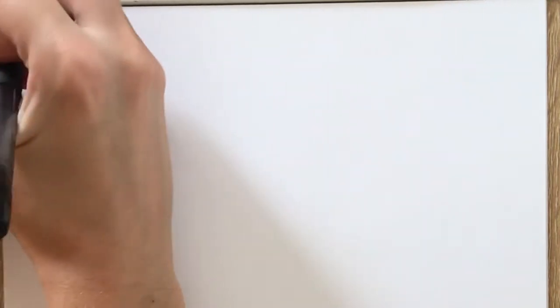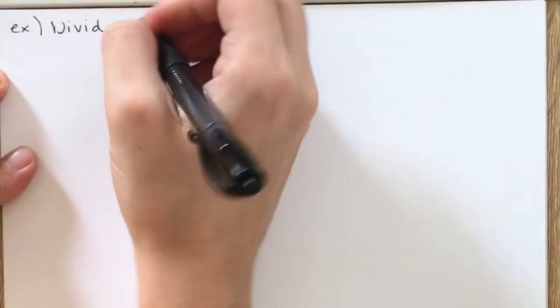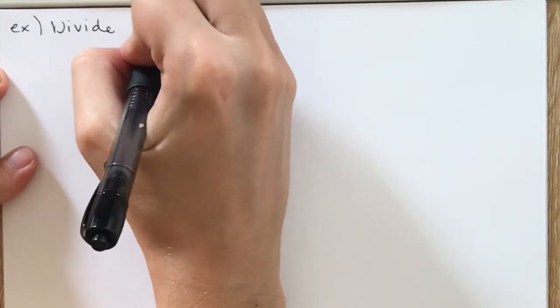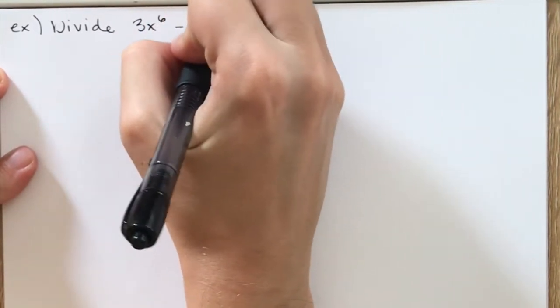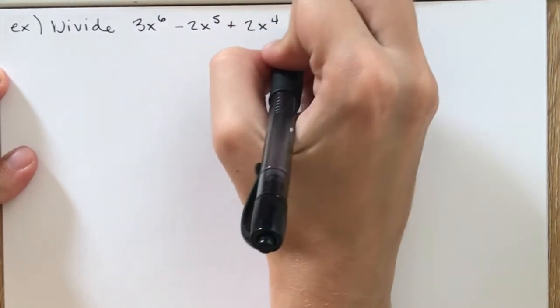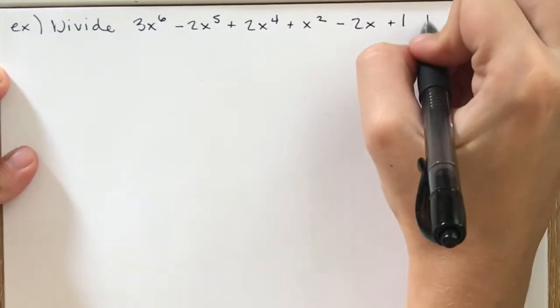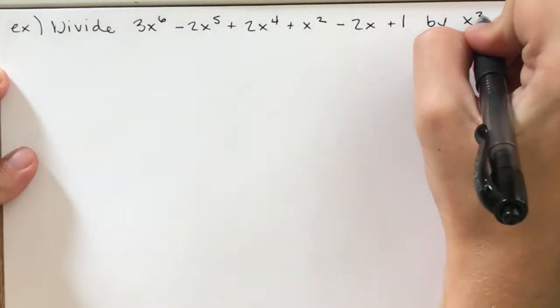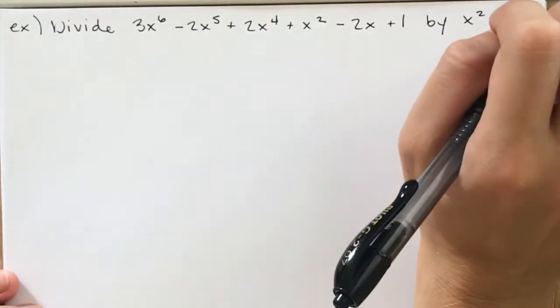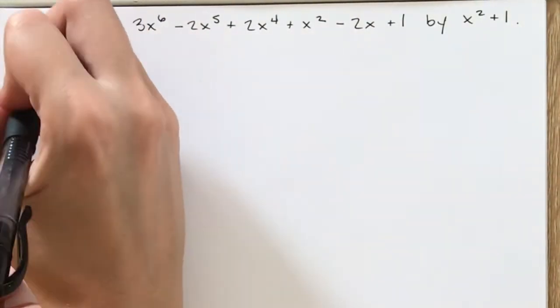This one is going to be a long one, but we're going to do it and get through it together. Let's say you were asked to divide, get ready, 3x to the 6th minus 2x to the 5th plus 2x to the 4th plus x squared minus 2x plus 1, all by x squared plus 1. Whew. Okay, so let's write this out as our division problem.